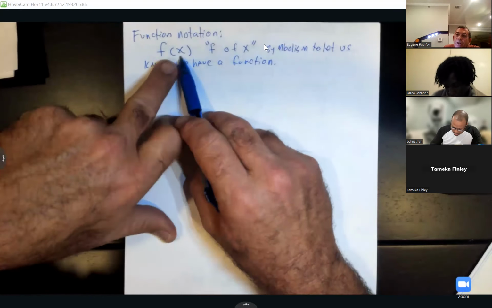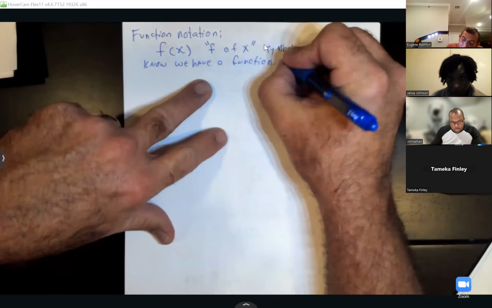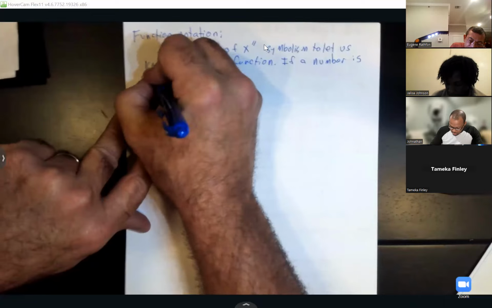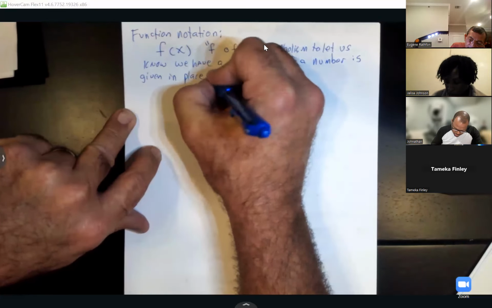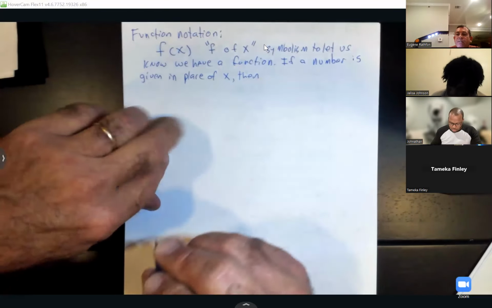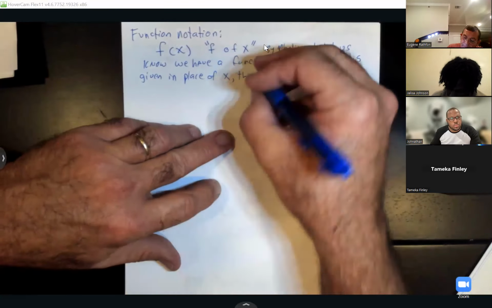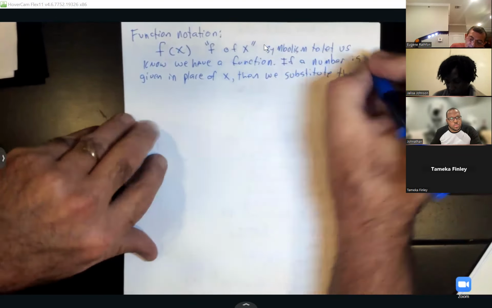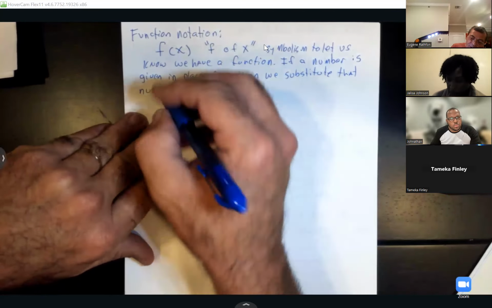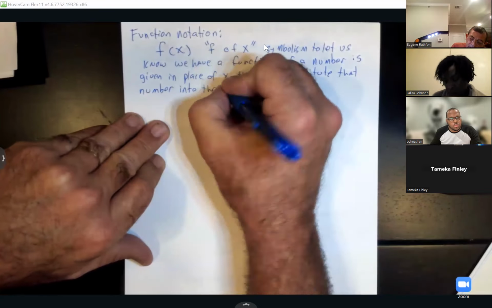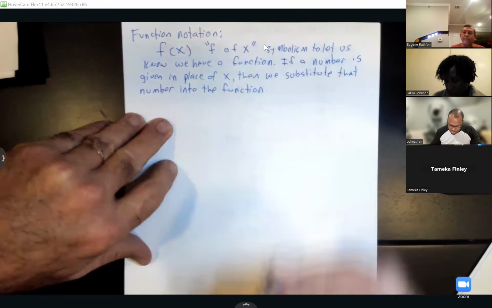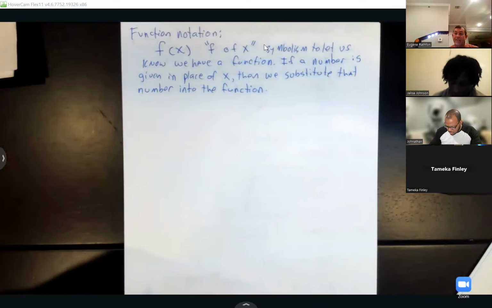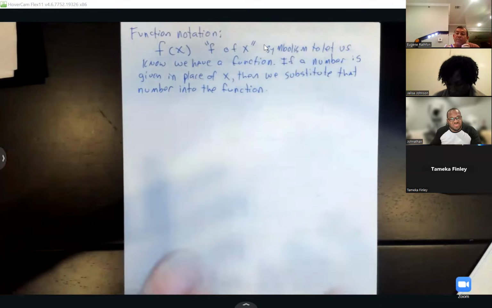Now, if a number is given in place of the variable x, then we substitute that number into the equation. Actually, we substitute that number into the function. And so, y'all, I'm going to give y'all some examples doing this. This is the big thing we do in college algebra, okay? So you want to get good at being able to do these substitutions here.